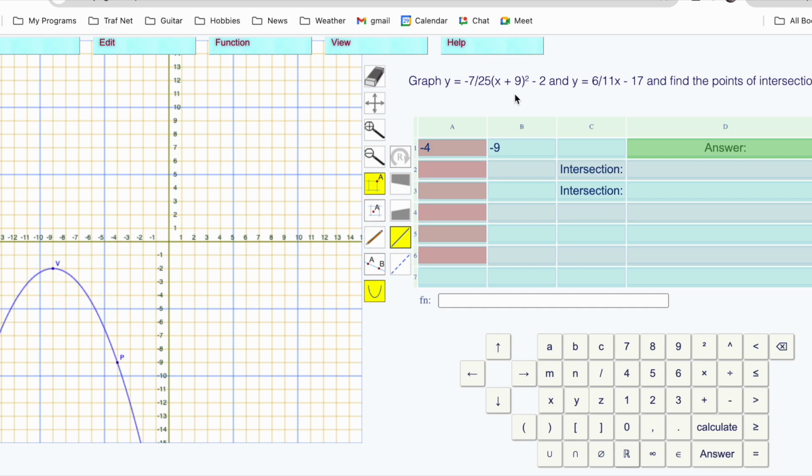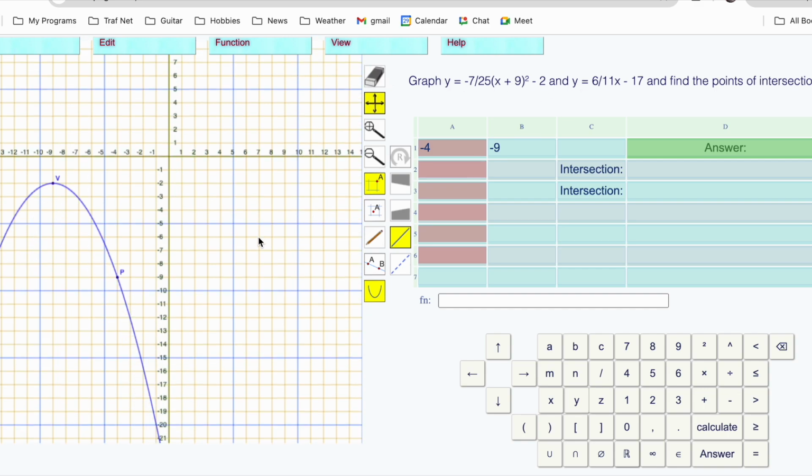Then the line is crossing the y-axis at negative 17. Put my b here. The slope is 6/11. Move over 11 and up 6. Then the points of intersection. We can't read them off the graph because they're not integer values.